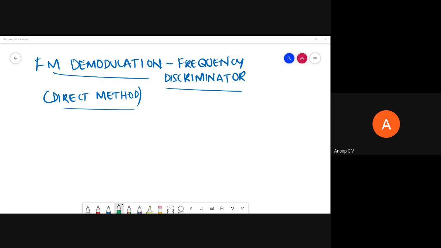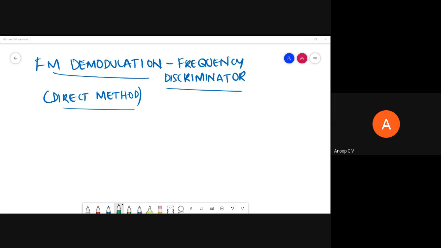If you remember, FM is supposed to have a constant amplitude, and the information is stored within the zero crossings or variation in frequency. But after we passed it through a differentiator, we had an envelope which is varying. We saw that in the last class. And after we passed that differentiated signal through an envelope detector, we were able to get back the message signal.